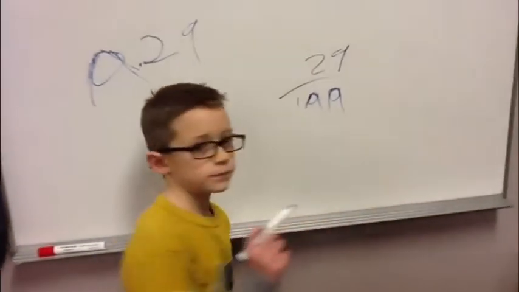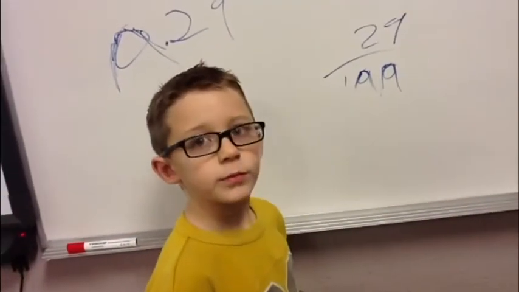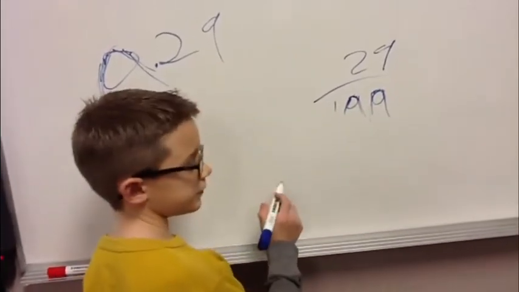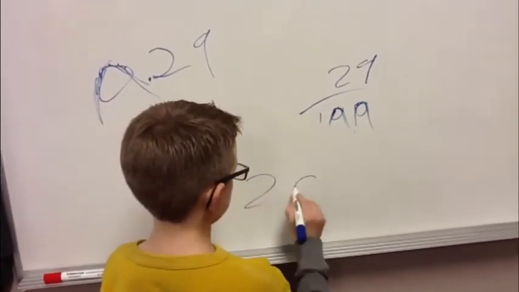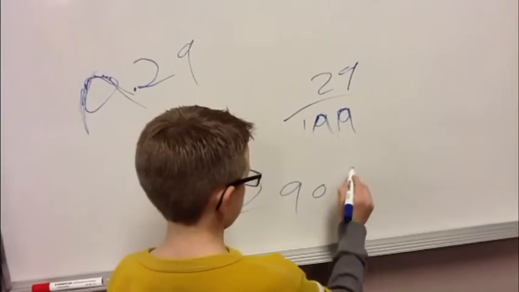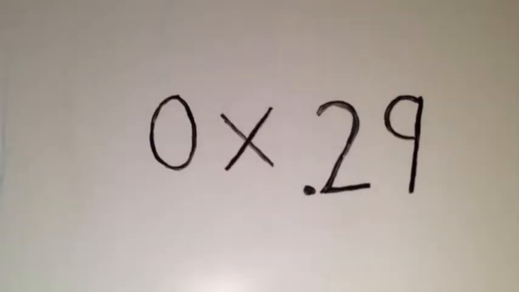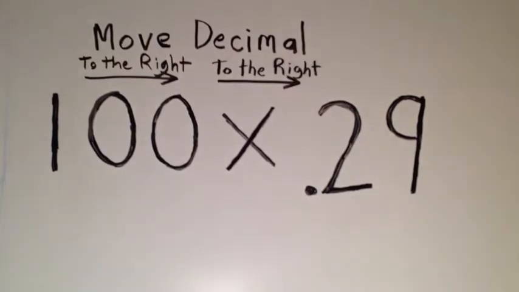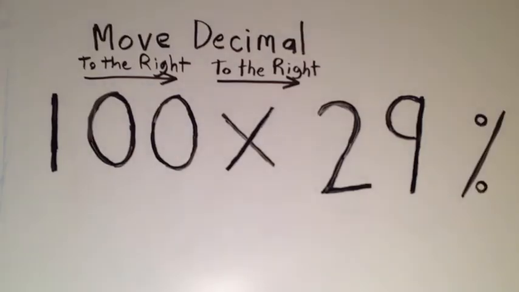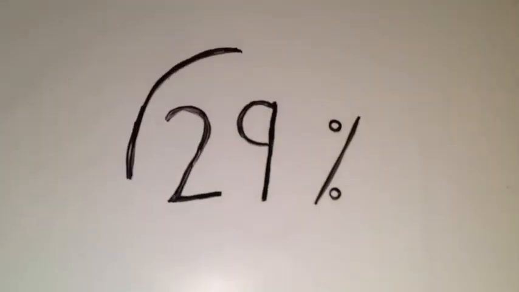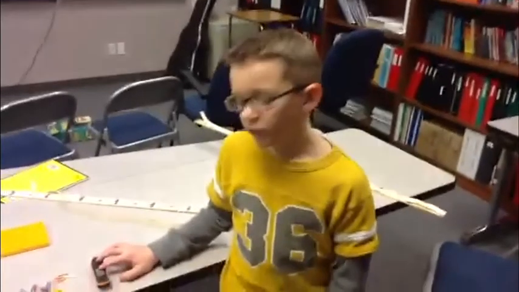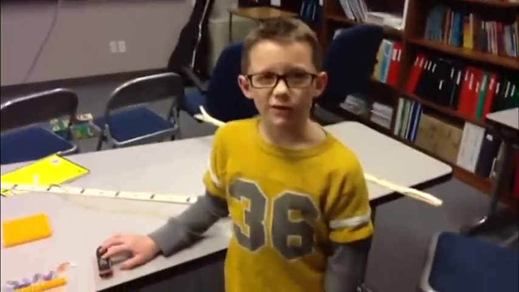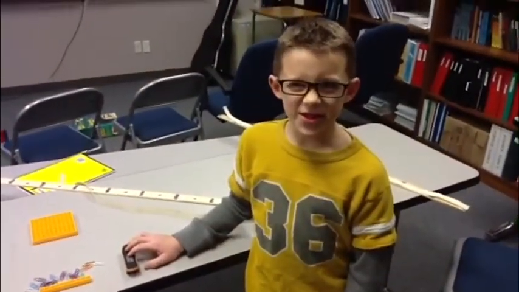So what percentage of the time did you land on the wheels? How do you change that to a percent? Okay. 29. To change it to a percent, we just multiply it by 100 and we move the decimal to the right, to the right. Yes, sir. To the right, to the right. That's how to represent a fraction as a decimal or a percent.